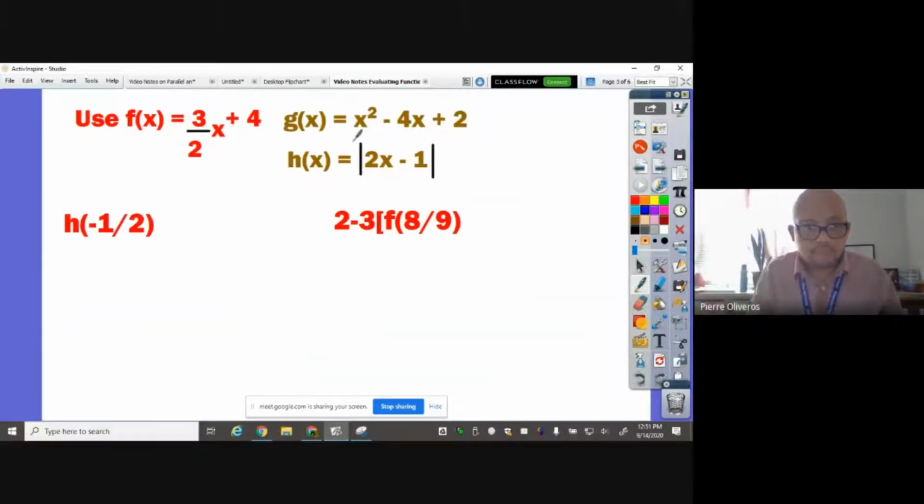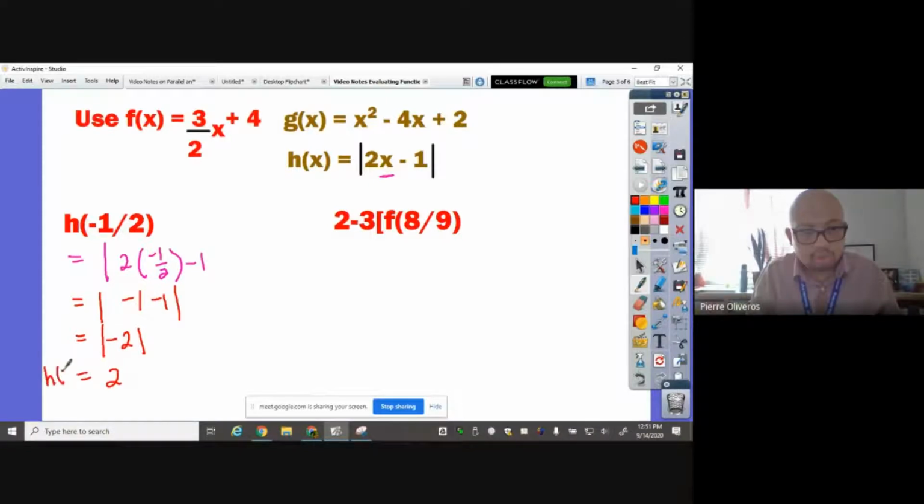Next, same machines, but this time you're being asked to find h of -1/2. So I'm going to plug in the -1/2 here. This will become the absolute value of 2 times -1/2 minus 1. When you multiply 2 and -1/2, that will give you the absolute value of -1 minus 1. And -1 minus 1 is -2 in an absolute value. And the absolute value of -2 is positive 2. So therefore, h of -1/2 is equal to positive 2.